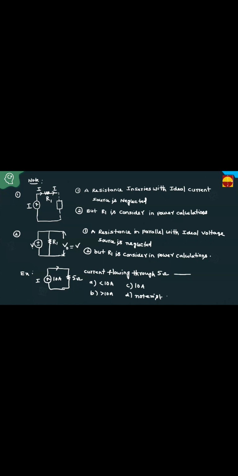What is the current through the 5 ohm resistance? It's an ideal current source. Independent of load voltage or load, it supplies a constant current of 10 amperes only. It's not less than 10 amperes, it's not greater than 10 amperes. It supplies a constant current of 10 amperes only. Clear, students?